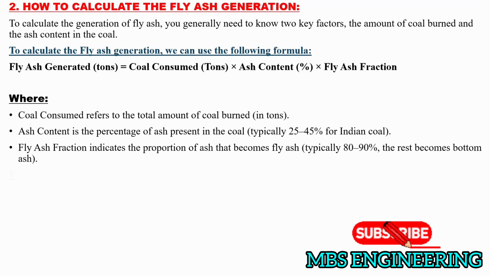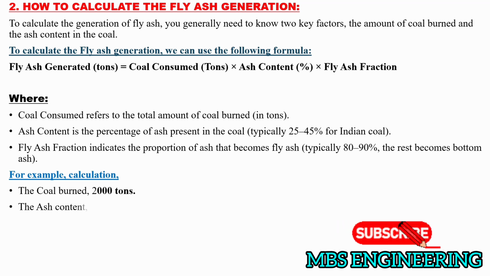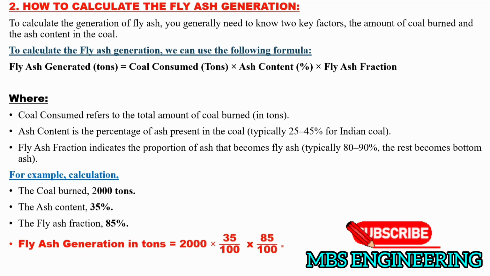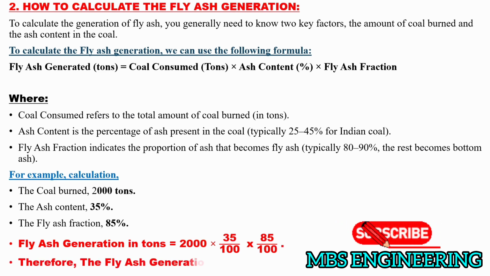For example, calculation. The coal burned, 2000 tons. The ash content, 35%. The fly ash fraction, 85%. Apply the given data to get the fly ash generation in tons. 2000 into 35 into 85, and then the obtained value is divided by 100 into 100. Therefore, the fly ash generation is 595 tons.